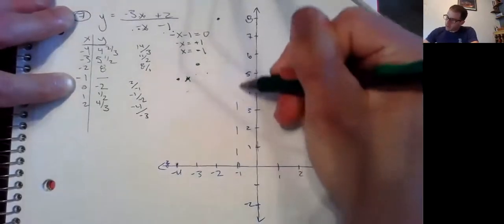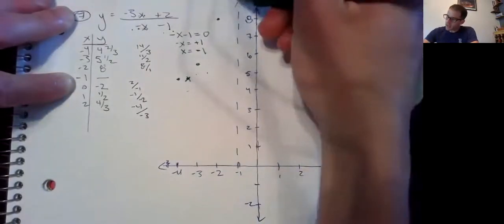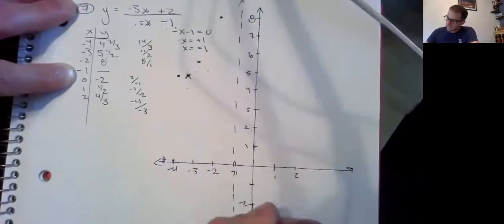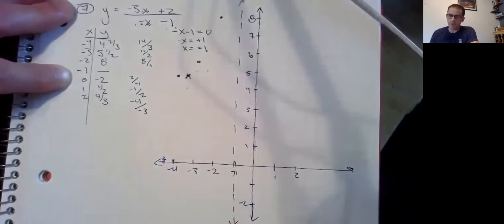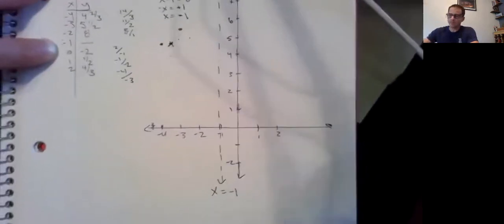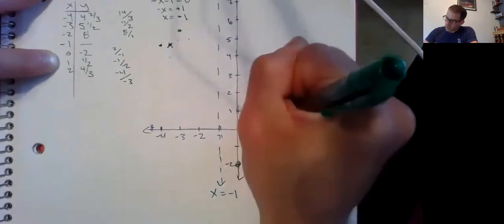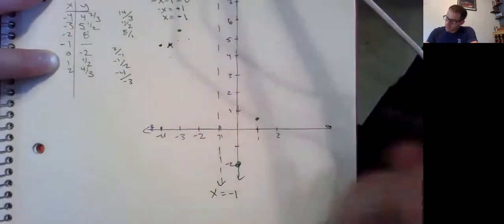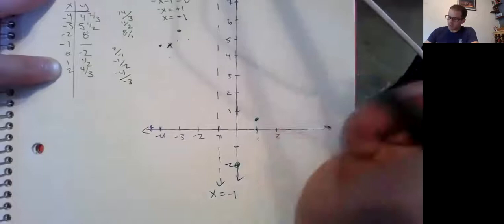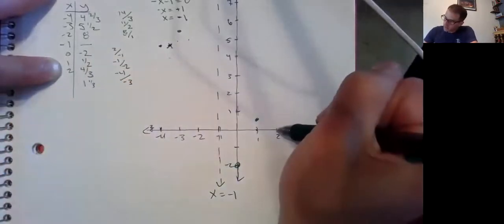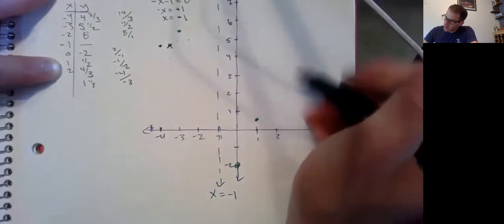-1 is my vertical asymptote, so dashed line, don't forget to label it. X equals -1. 0, -2. 1 is at a half, and then 2, oh, I never even saw 3 goes into 4 once and a third. 2 is at 1, and then a third is a little bit under 1.5.